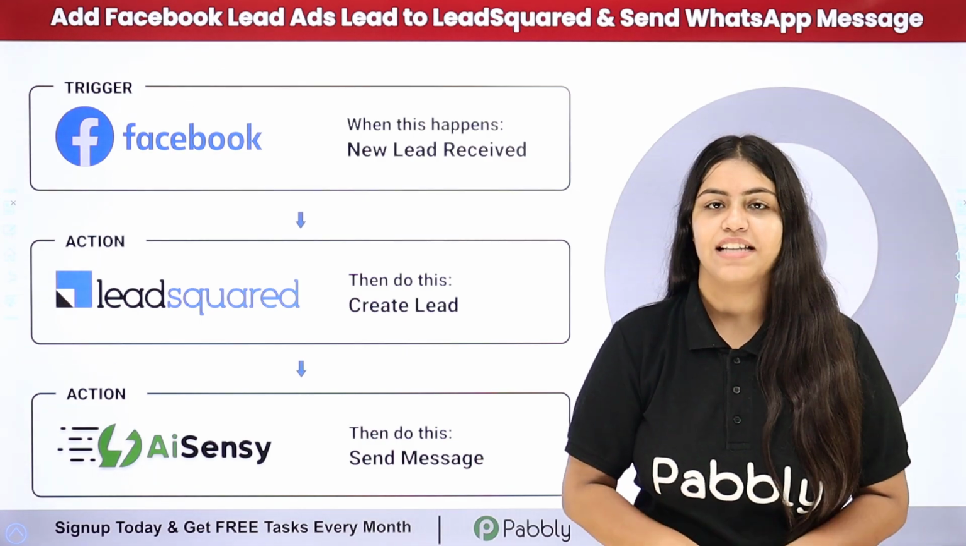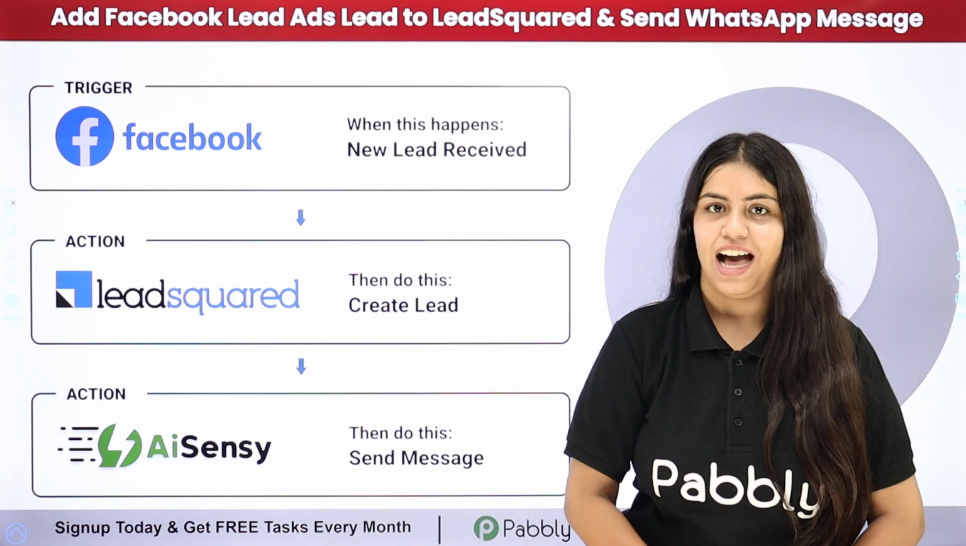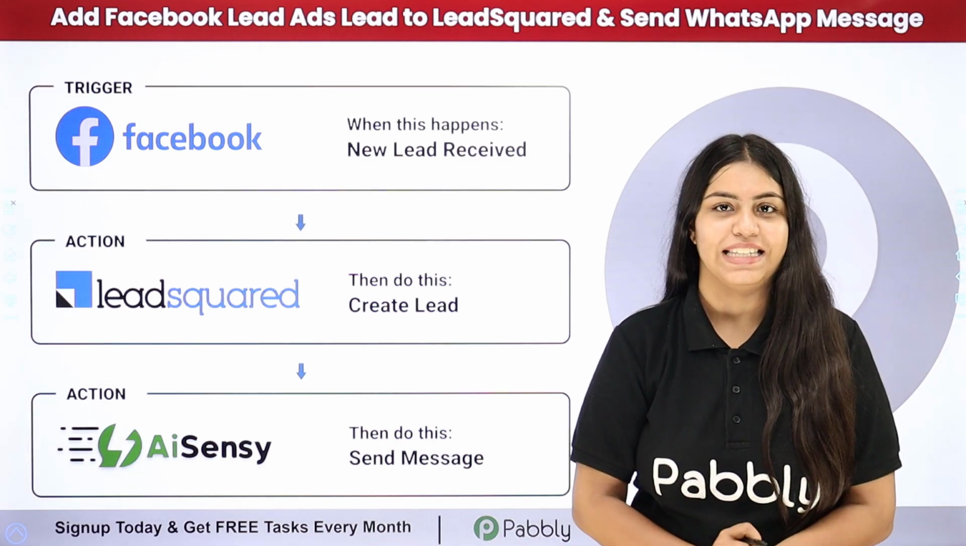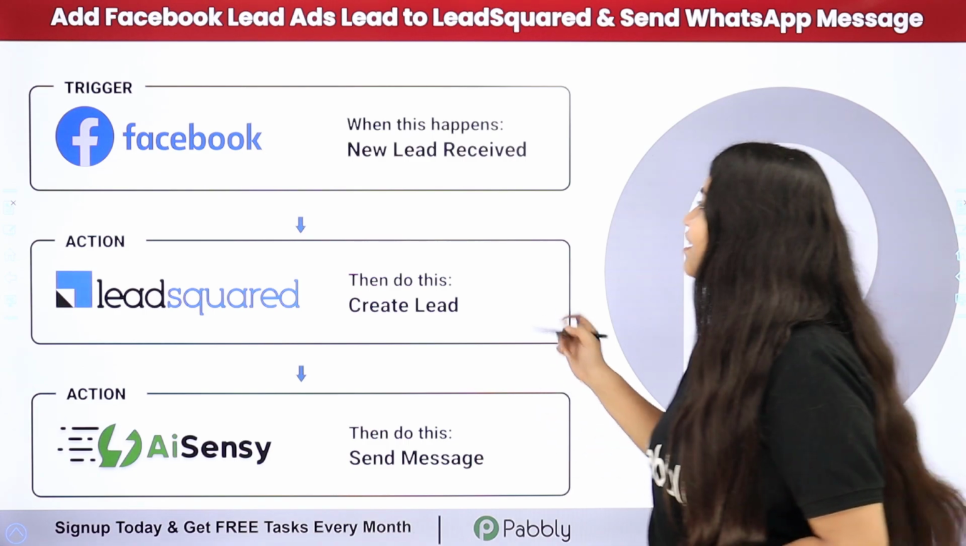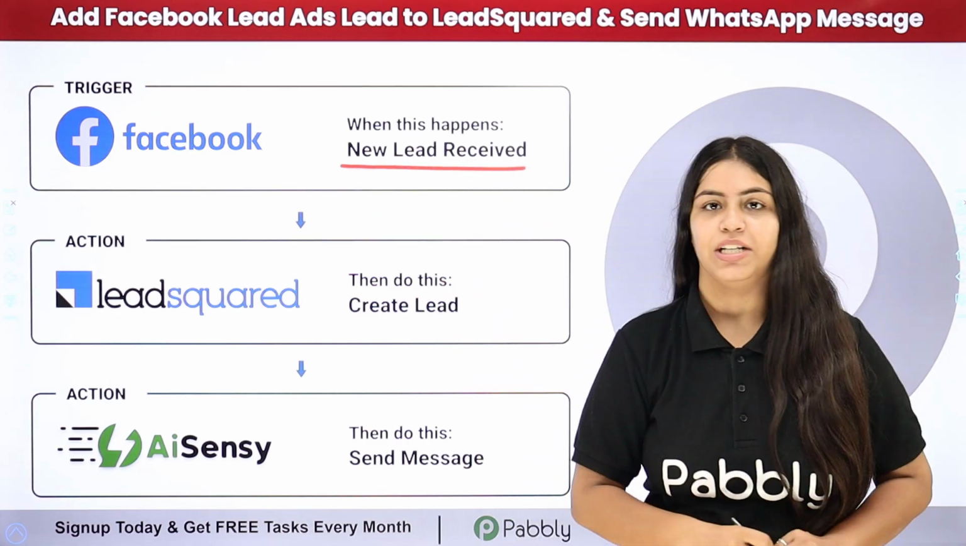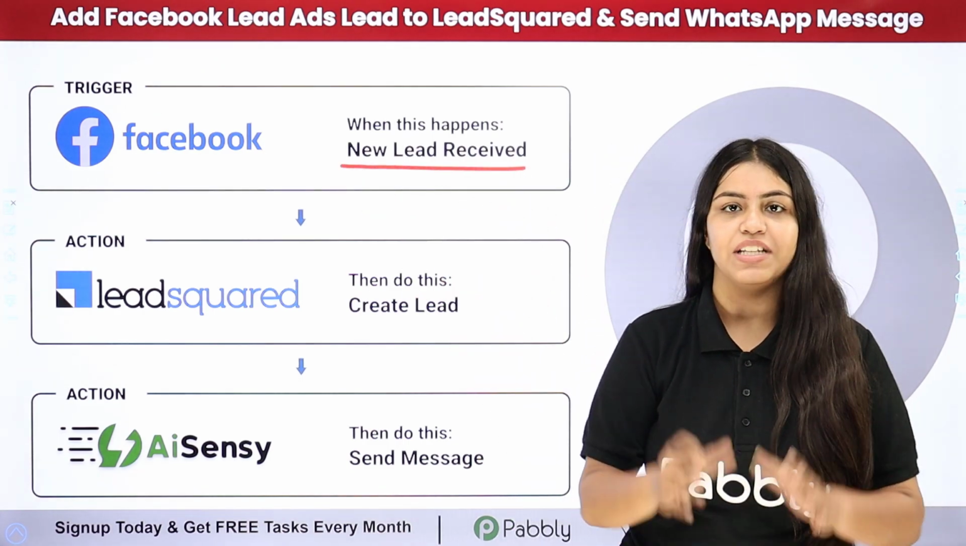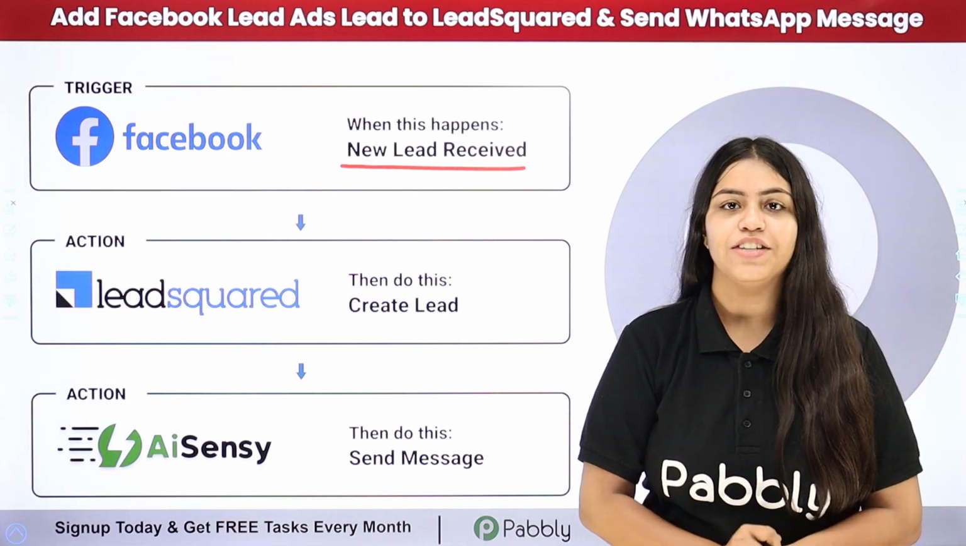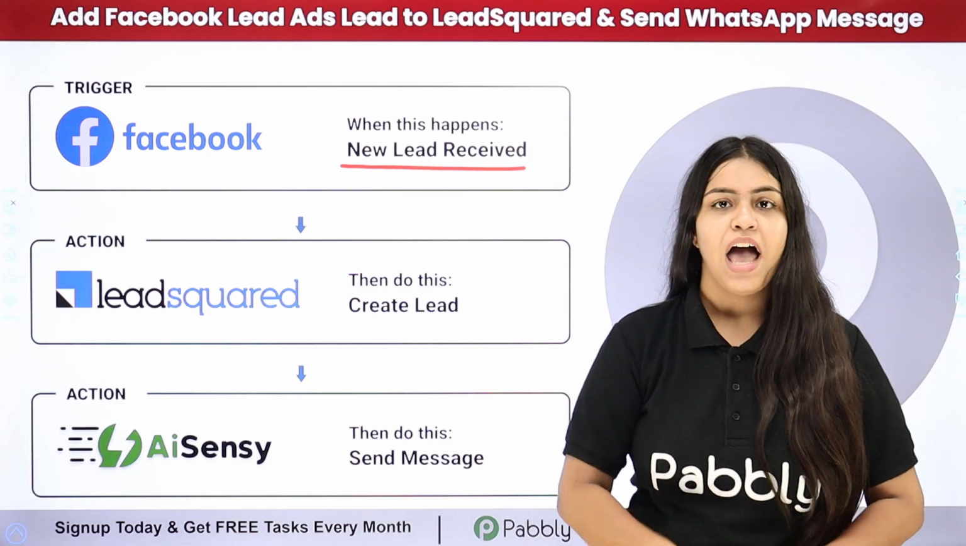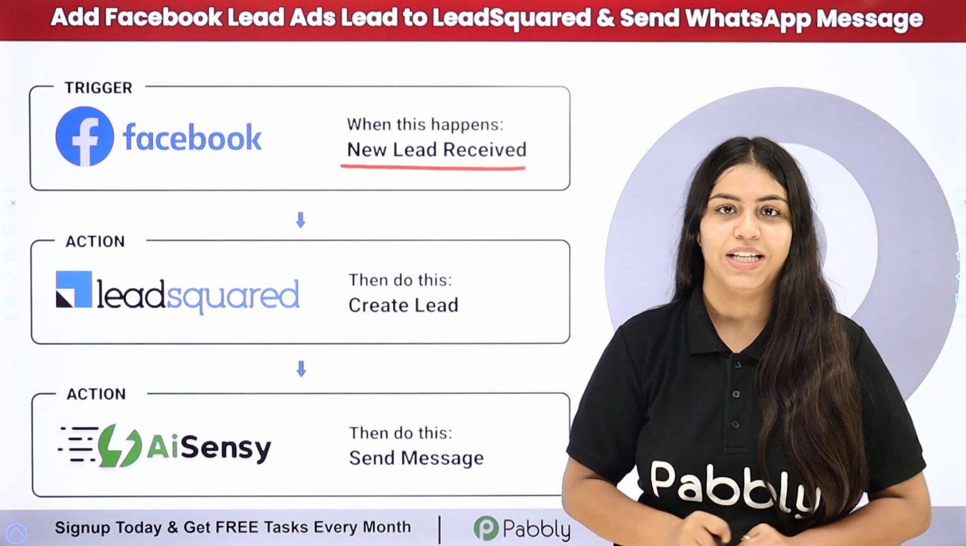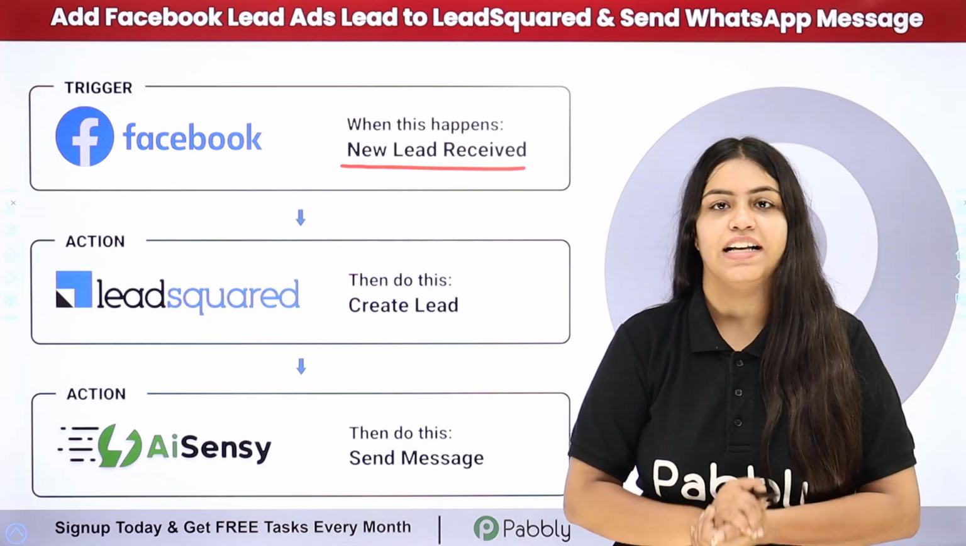I manage a real estate company, and for that, we use Facebook lead ads to generate new leads for our business. So now what I want is that as soon as a new lead is received from my Facebook lead ads, automatically with the help of the same lead details, a new lead should be created in my LeadSquared too, and that lead should receive an automated WhatsApp message offering them a free consultation.